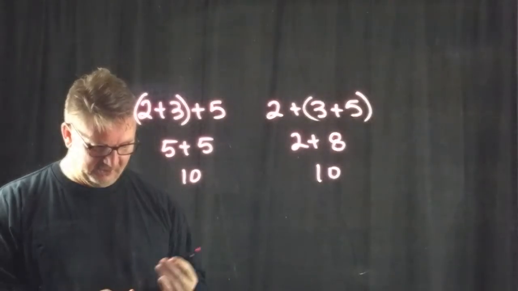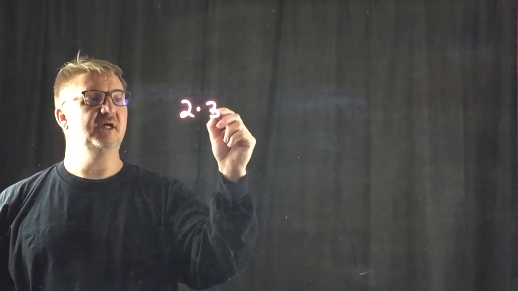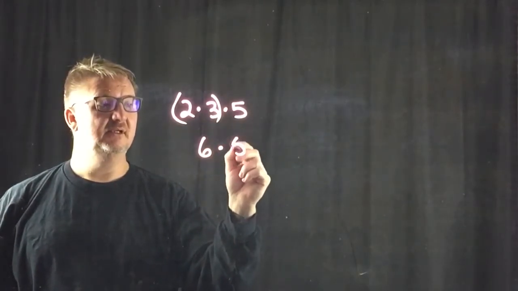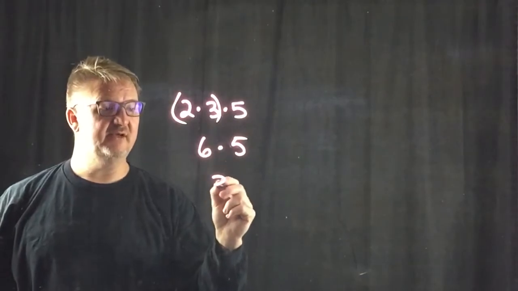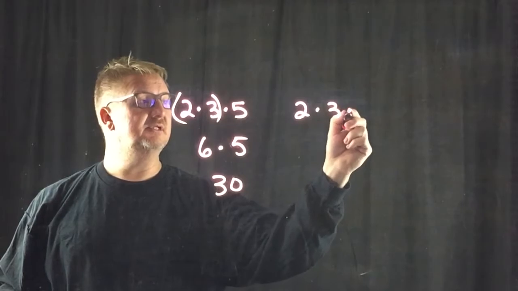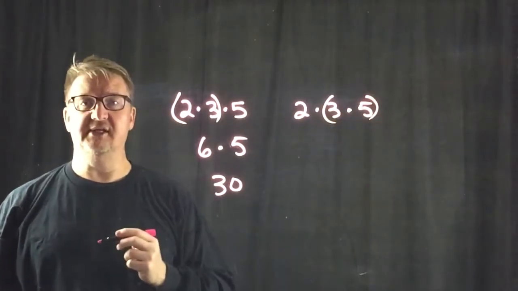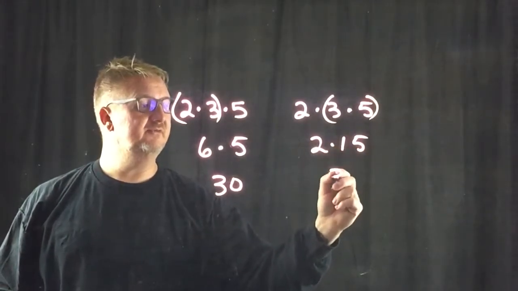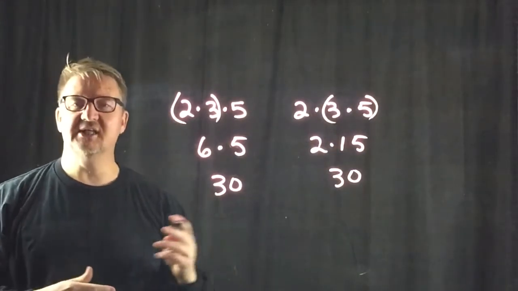Same thing applies for multiplication. Let's look at a real quick multiplication example. We'll use the same numbers. 2 times 3 times 5. I can group the 2 times 3. 2 times 3 is 6, times 5. 6 times 5 is 30. 30 is my final answer. If I say 2 times 3 times 5 and group the 3 and the 5 together, 3 times 5 is 15. 2 times 15 is 30. It does not matter the order, we get the exact same answer.